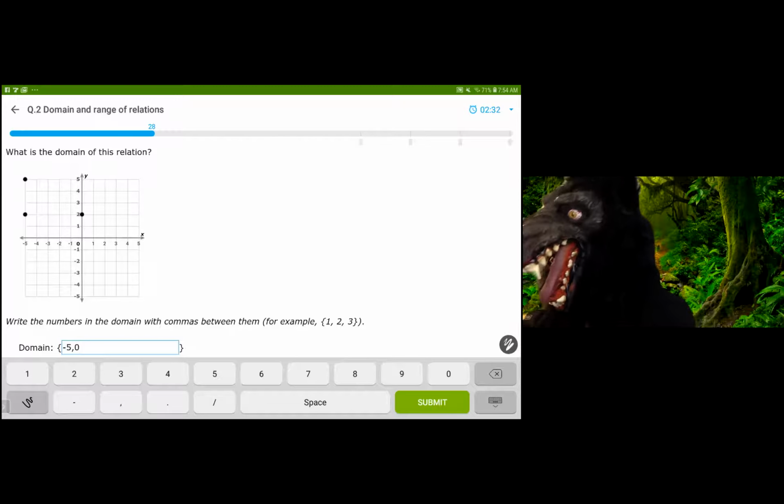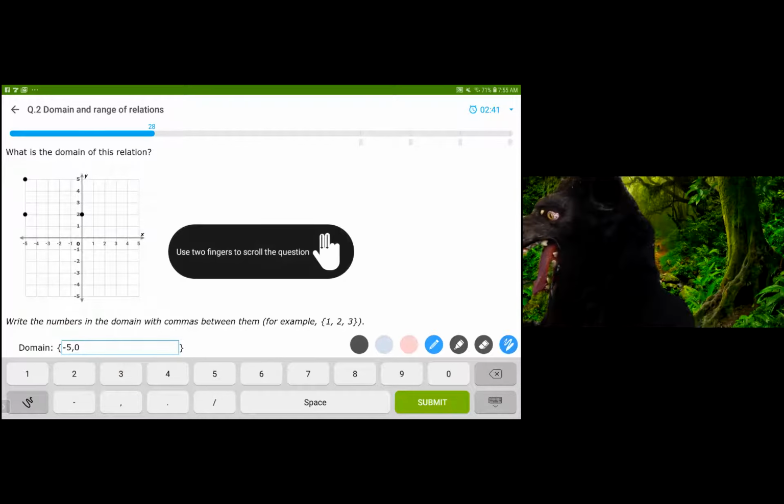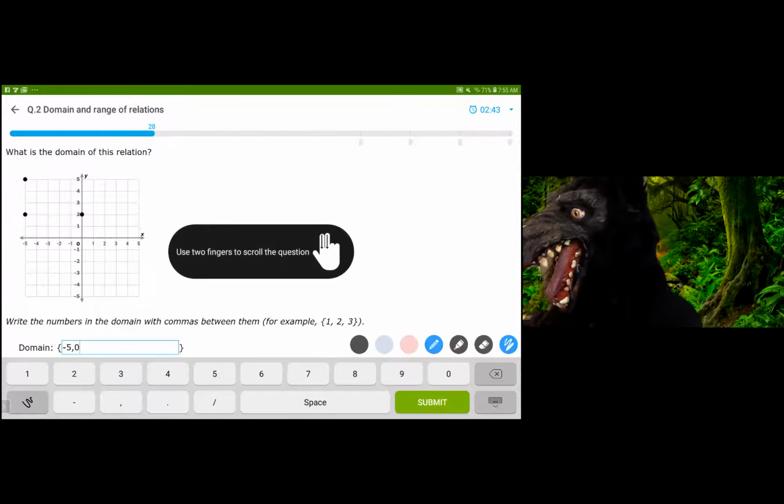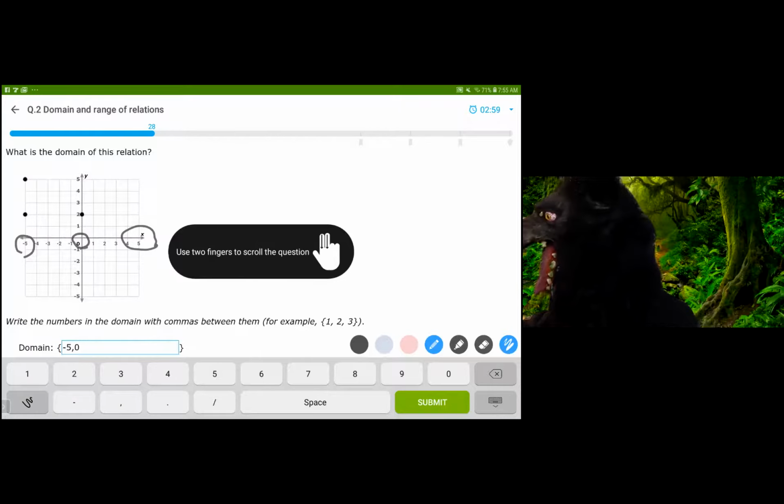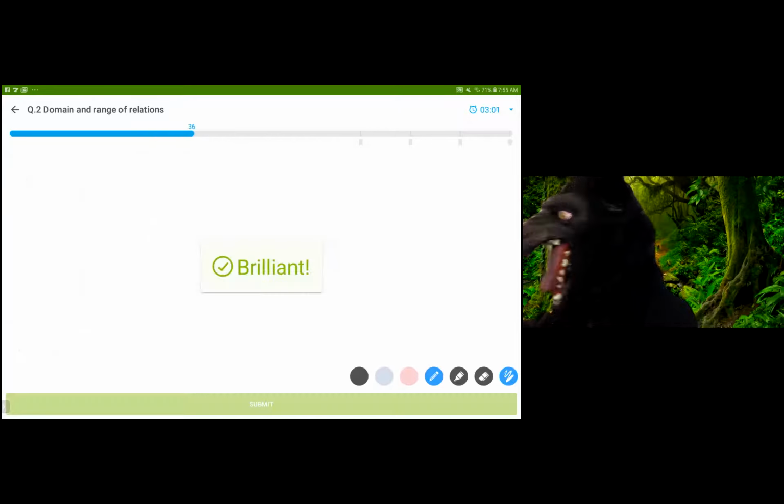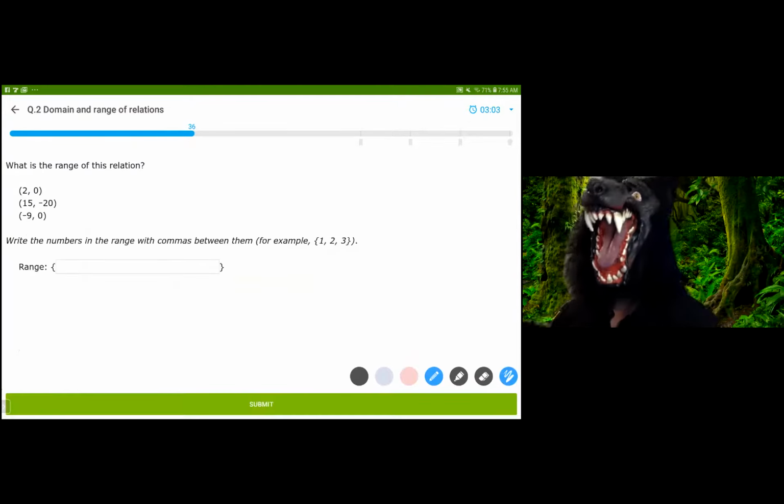I only want the x values. We can see the x-axis here. Let me write on it a little bit here. Here's my x-axis right there. And we can see that we have a 0. It's right there. And we have -5. Now we have two values that come from -5, which makes this a relation and not a function. Move this off.